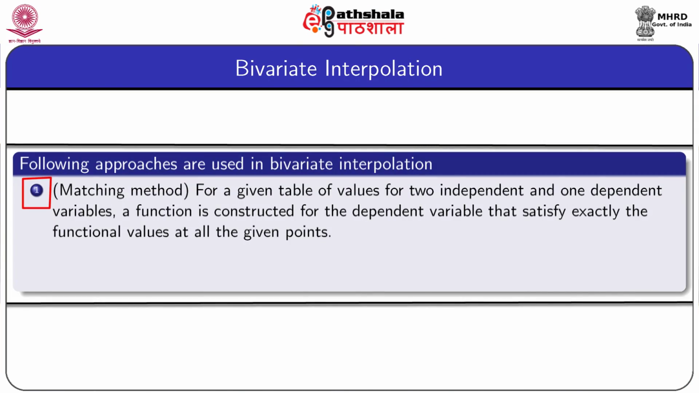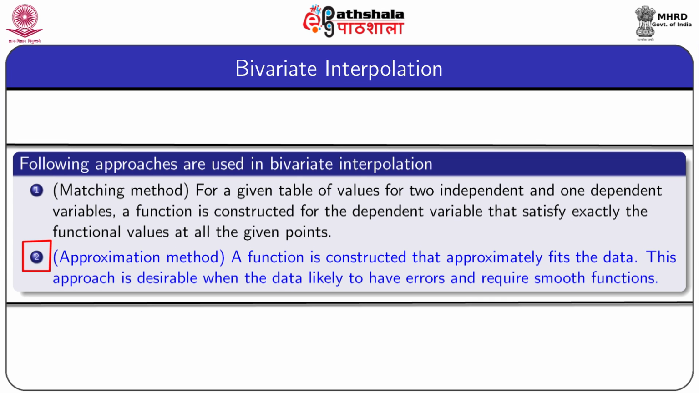Actually, two approaches are used in bivariate interpolation. One is called the matching method and another is called the approximate method. In the matching method, for a given table of values of two independent and one dependent variables, a function or a polynomial is constructed for the dependent variable that satisfies exactly the functional values at all the given points. And in the approximation method, a function or a polynomial is constructed that approximately fits the data. That means the fitted curve does not necessarily pass through the given points. This approach is desirable when the data are likely to have errors and require smooth functions.